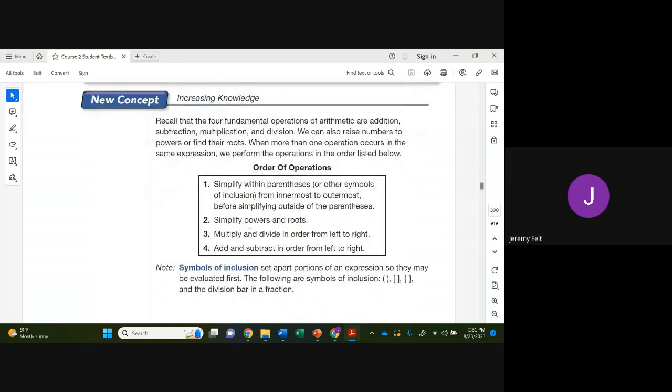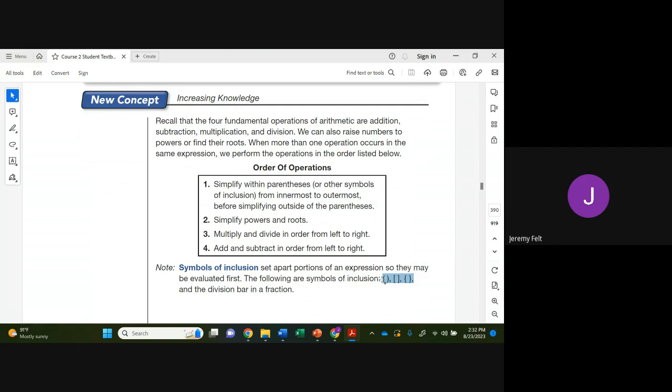Okay, so in a little bit lengthier explanation, simplify within parentheses or other symbols of inclusion from the innermost to the outermost. So if we have parentheses within parentheses, just work inside to out. Powers and roots, multiply and divide, left to right, and then add and subtract. Symbols of inclusion, just because normally we say parentheses, it could be any one of these in there. Okay, and the division bar in a fraction.